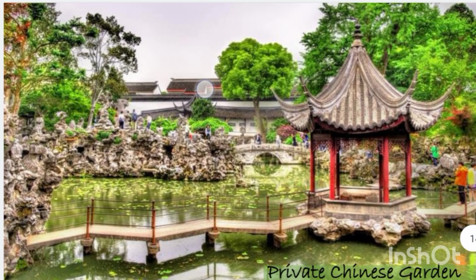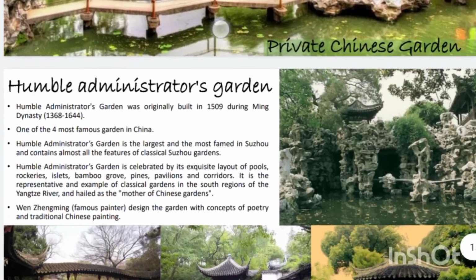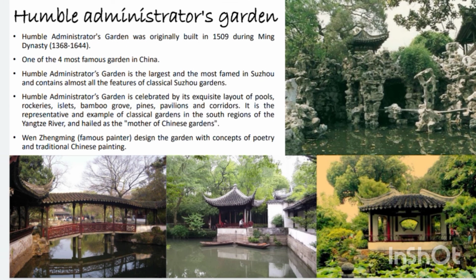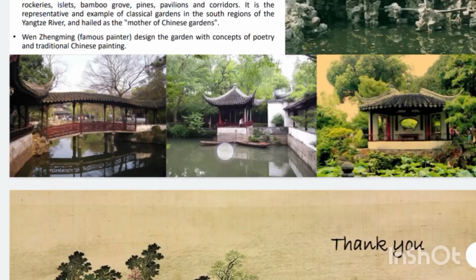Next is an example of a private Chinese garden. The Humble Administrator's Garden is also one of the four most famous gardens in China. It is celebrated for its exquisite layout of pools, islets, bamboo groves, pines, pavilions, and corridors. It is also the representative example of classical gardens and is hailed as the mother of Chinese gardens.